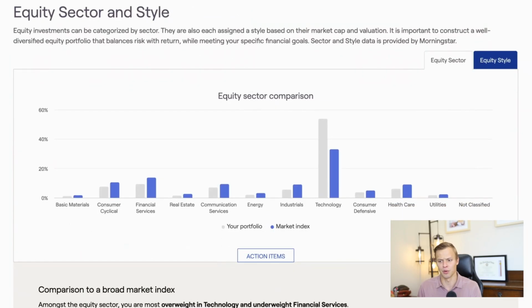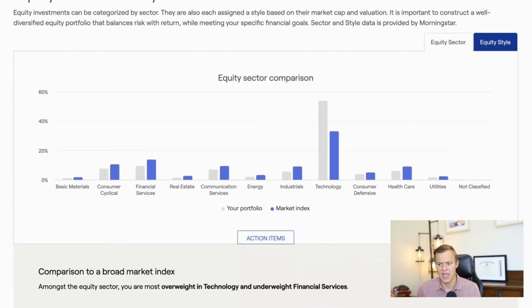Using the same example of Dave and Carol, we're going to go into the equity sector and style widget. And what we can see here is an equity sector comparison. How are we invested across these different sectors? And in the blue, we can see the market index. This is how the market index is allocated. So for example, in consumer cyclical, the market index has 10.62%. And in technology, the market index has 33.13%. And in communication services, the market index has 9.34%.